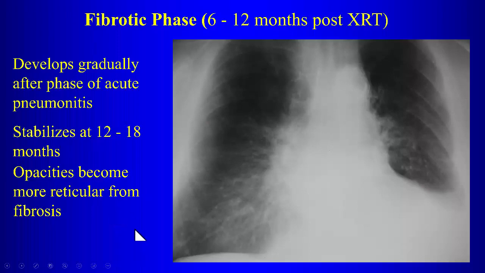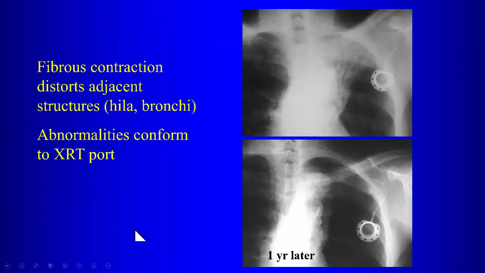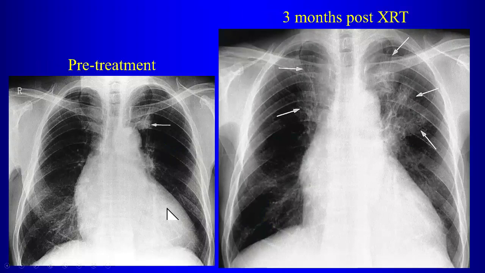So that tends to stabilize at about 12 to 18 months after radiation therapy. So here's another example where we have the post-radiation pneumonitis, and then that transforms to fibrosis as the opacities get smaller, but we get more architectural distortion in the area of the radiation field.